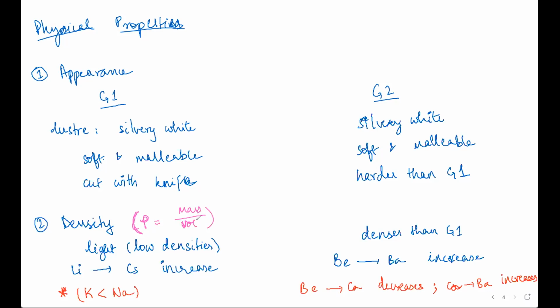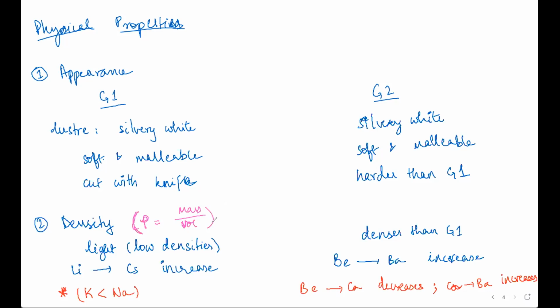And if volume increases but mass remains the same, then what happens to density? Density would decrease, right? Now, if mass and volume both are increasing, then how would you decide if density is increasing or decreasing?